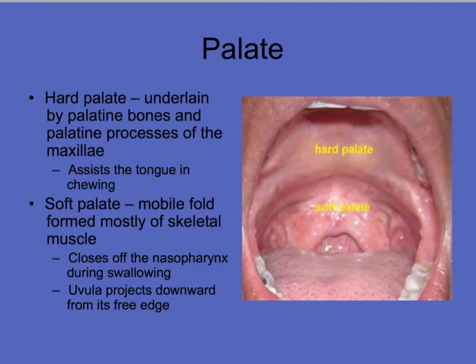The soft palate is made up of muscle, so no bone there. It also closes off the nasopharynx during swallowing, so food doesn't go up your nose, and the uvula projects downward from its free edge.